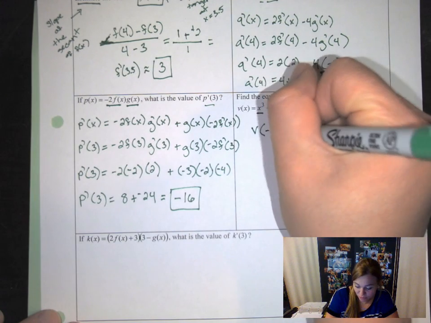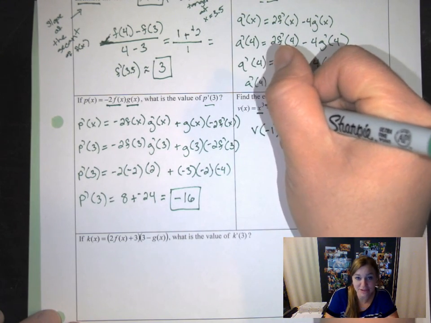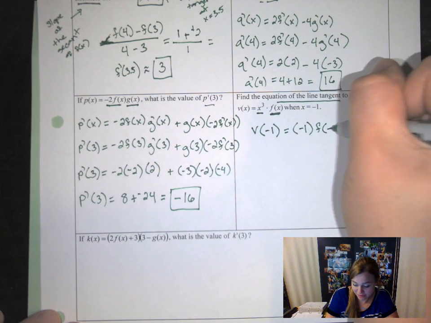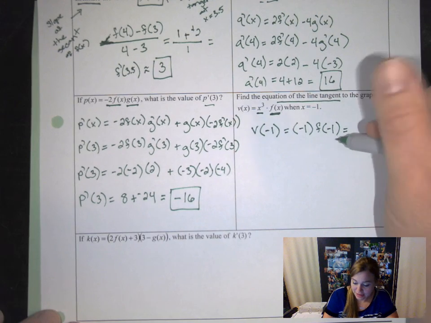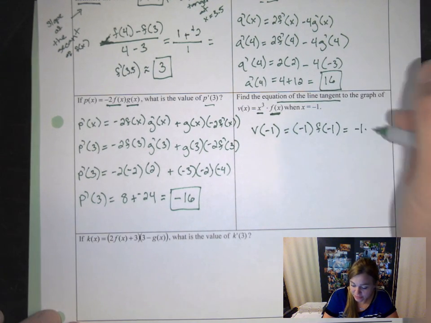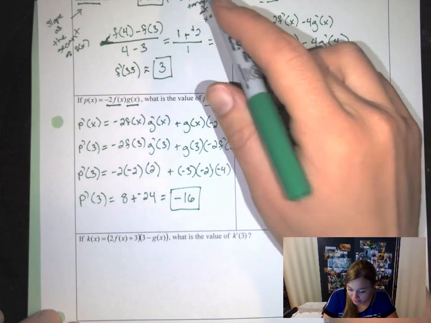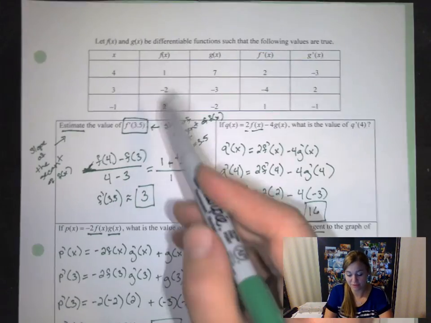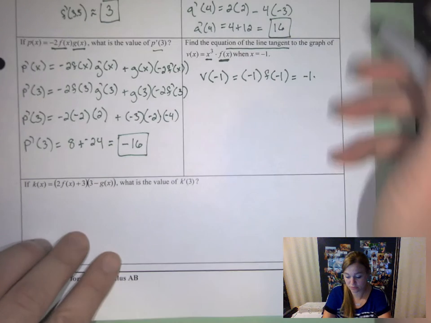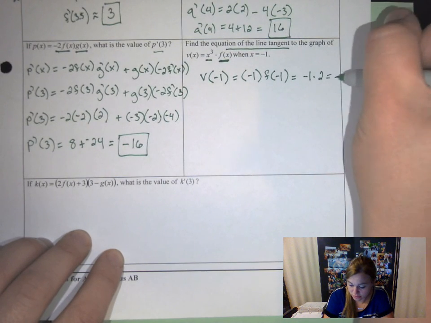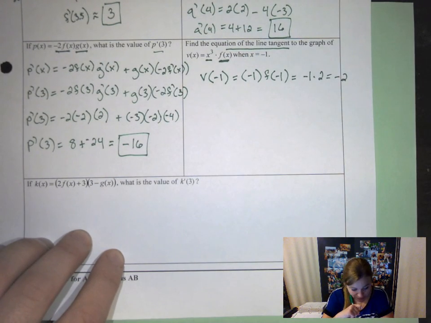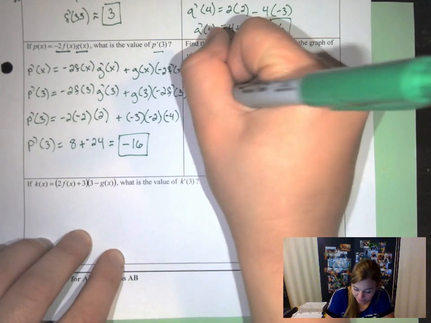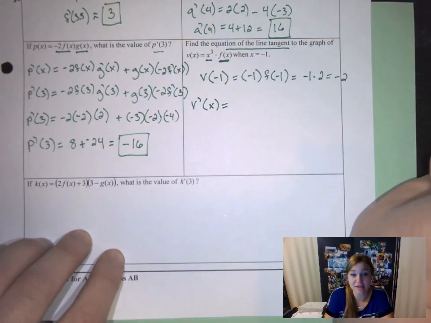So v of negative 1 would equal negative 1 cubed, which is just negative 1, times f of negative 1. F of negative 1, so again, I'm just going up to the chart and looking. F of negative 1 is 2. So I get negative 2. And then if I want to find v prime of x, you try it.